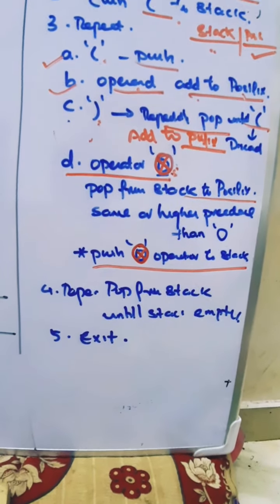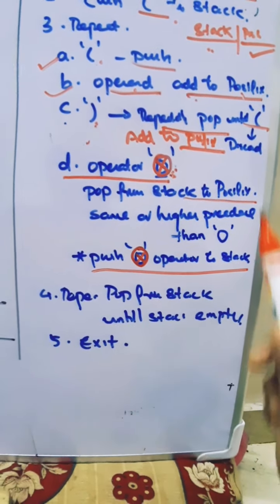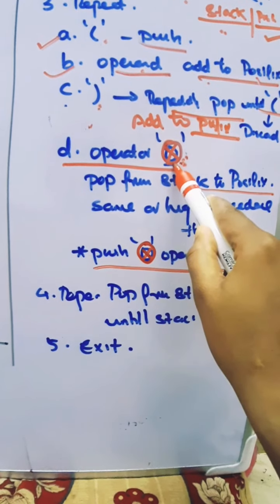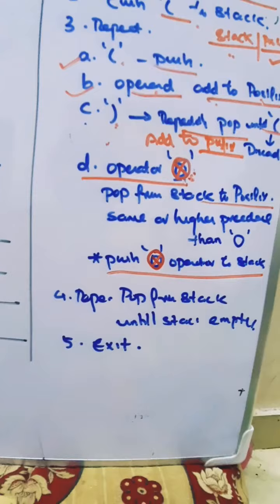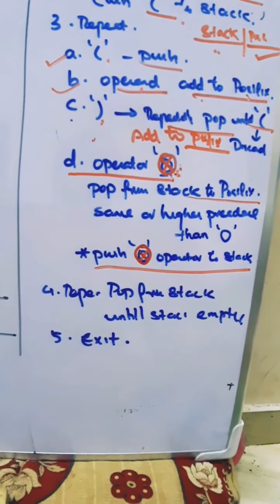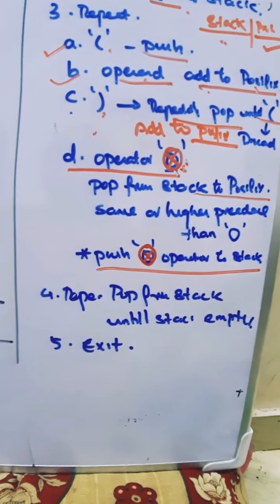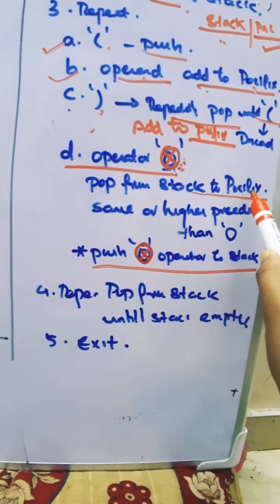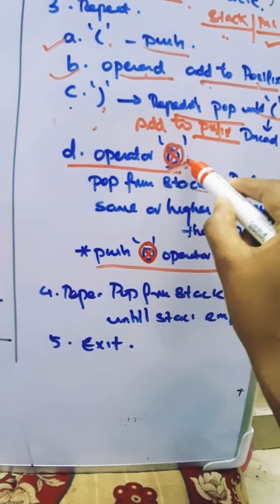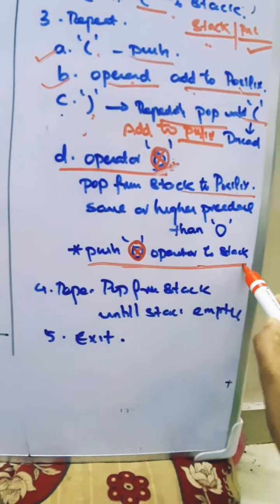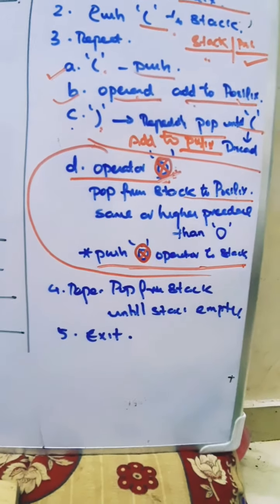And there is one more chance. They both have the same precedence. Either this evaluating operator has lesser precedence or both have the same precedence. In both cases, what you have to do? You have to pop the operator from the top of the stack and add to the postfix expression. Then the evaluating operator is pushed to the stack. And this is very important. The mistake always happens in this part.